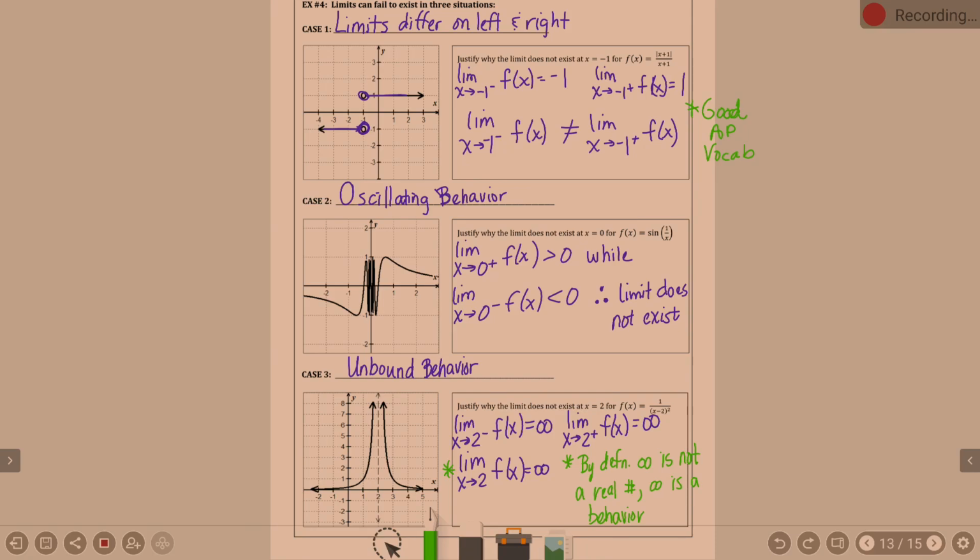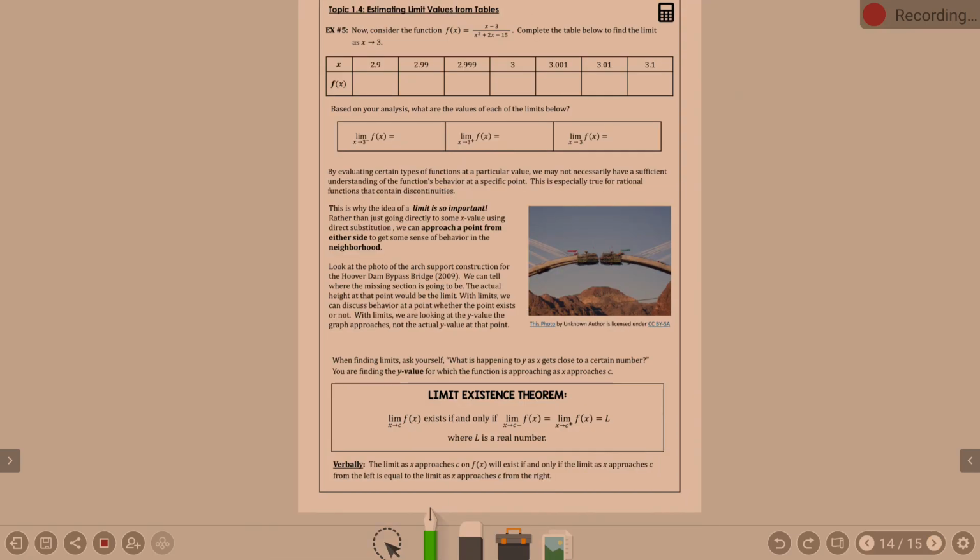Okay. I had a feeling we wouldn't get to the last page, but that's okay. We are going to do the next last page, which is important. Okay? We did a lot with reading a graph. There are two key ways we get limit answers. We read graphs and we read tables.